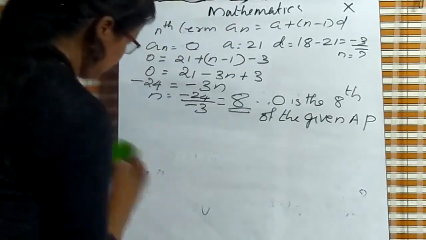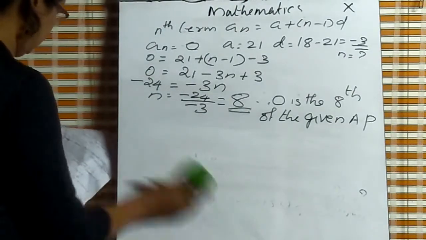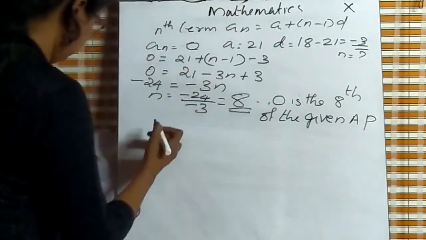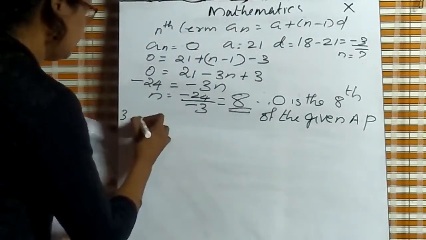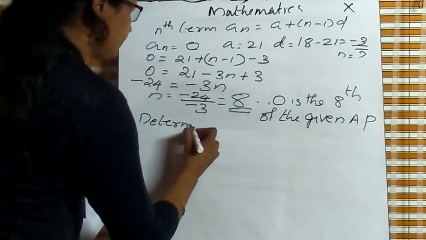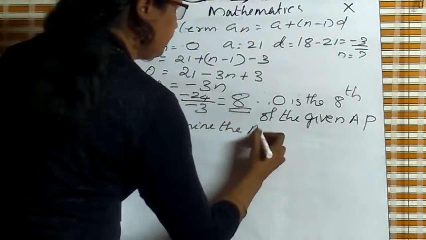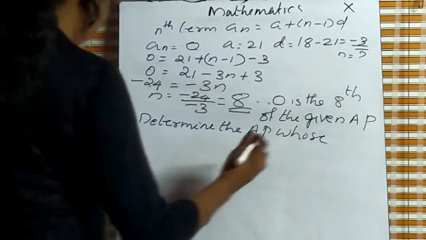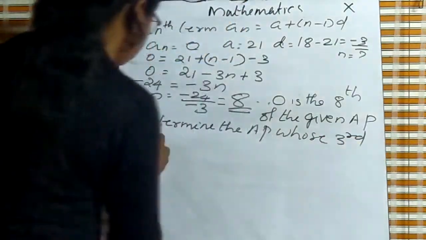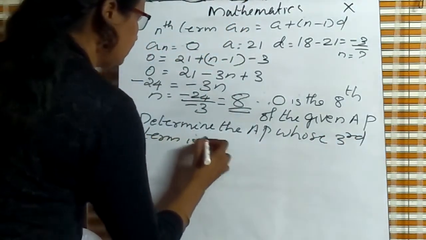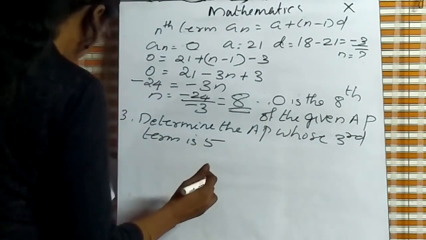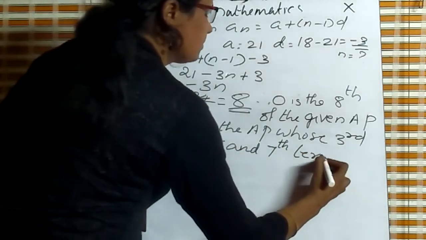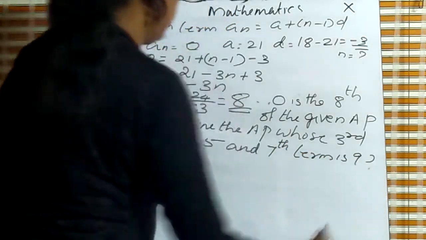Next question. Determine the AP whose third term is 5 and seventh term is 9. We have to find the AP.